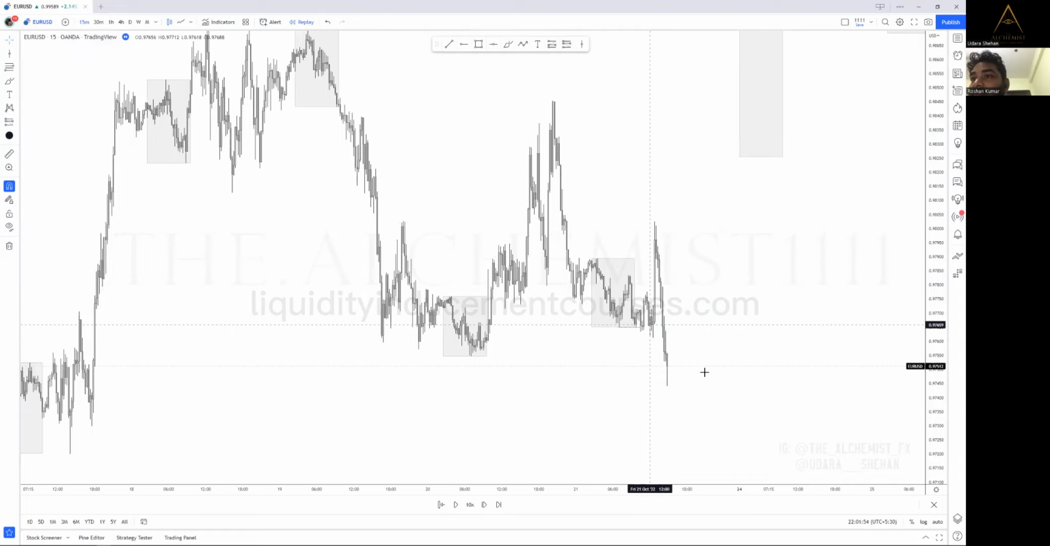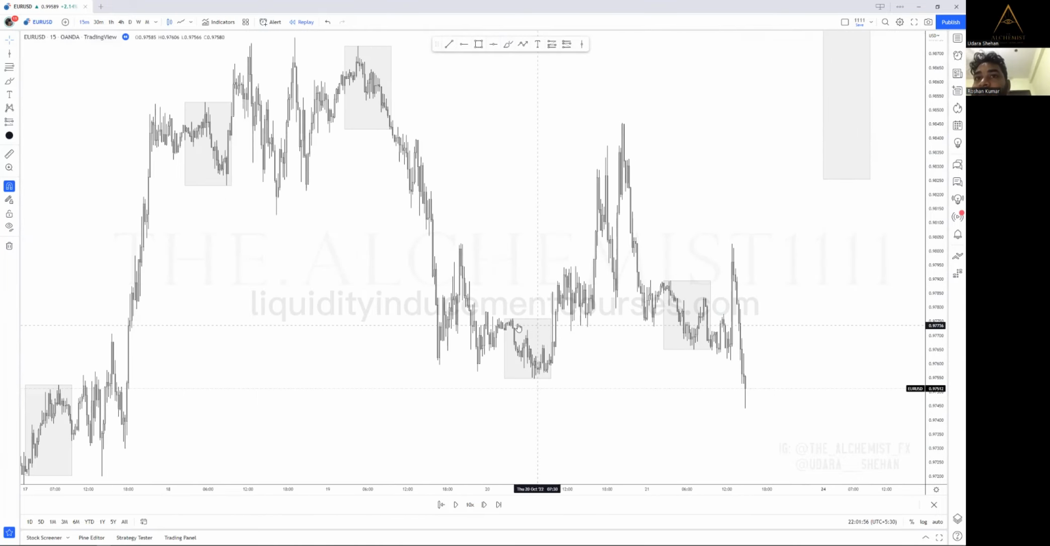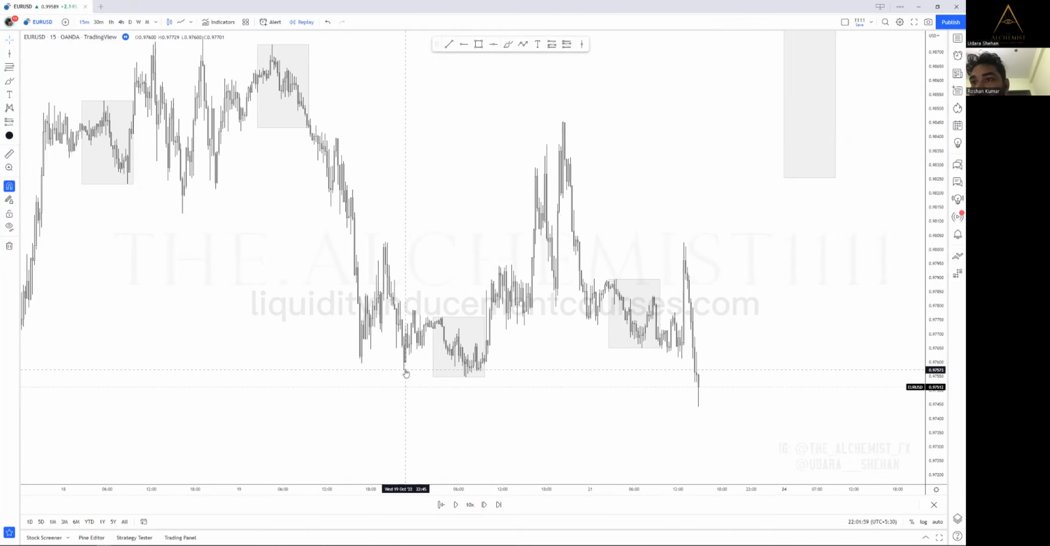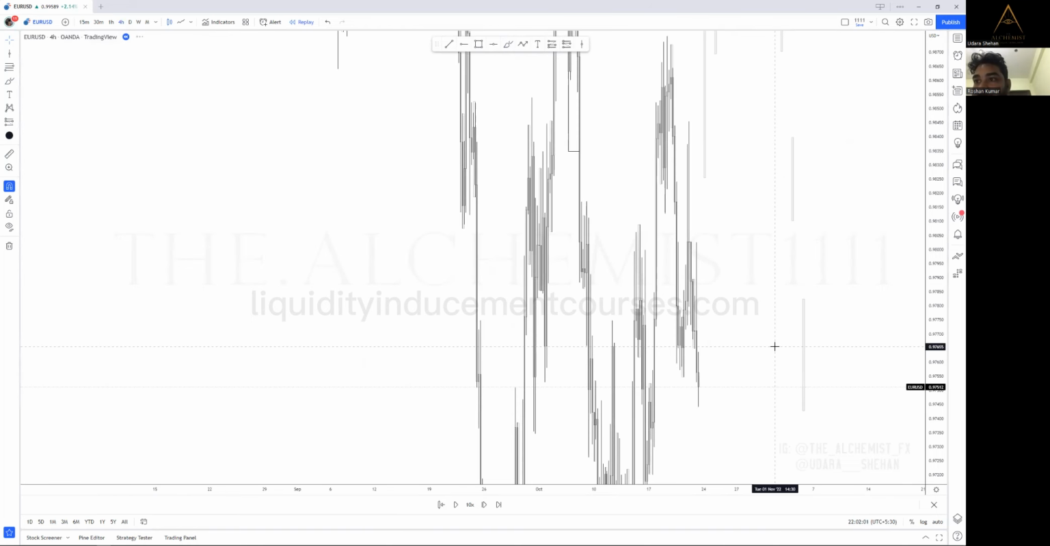That was that day. Okay, so let's see some more. This day, of course, I have no idea what happened, but Asia created a strong low. So on the 4 hour time frame, let's see what was there.